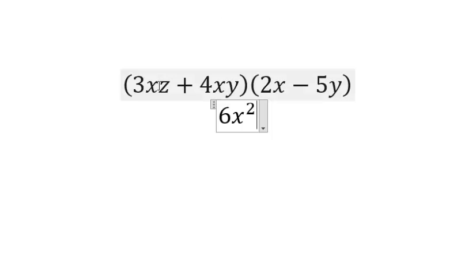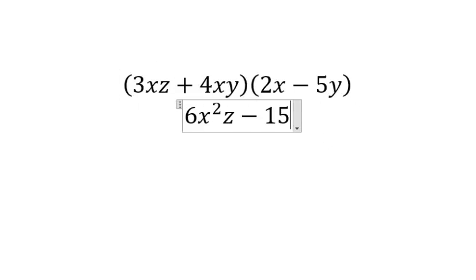And the letter z, I'm going to copy it. Okay, so that will be the answer for 3xz times 2x. Now 3xz times negative 5y. So 3 times negative 5 will be negative 15. Xz times y, because they are different letters, I just need to copy them. They are technically not multiplying because you cannot multiply different letters.